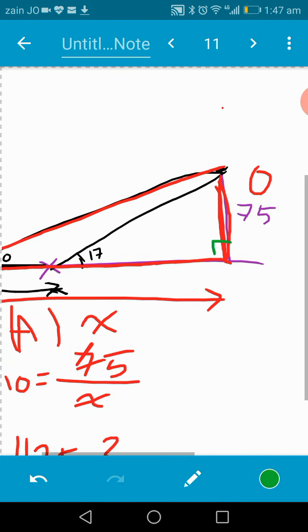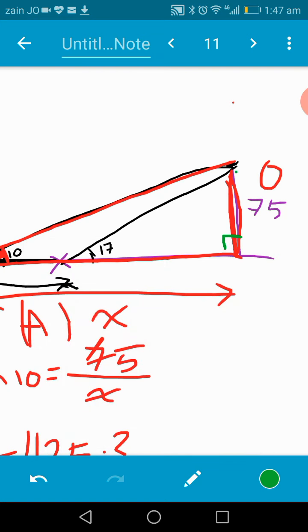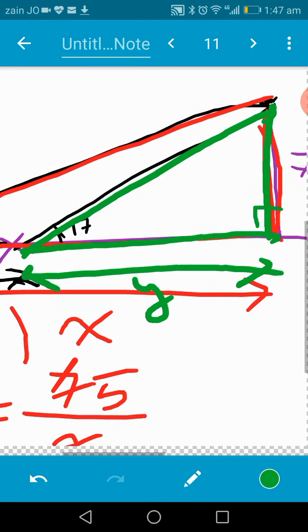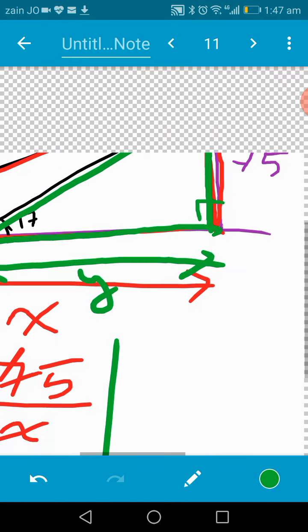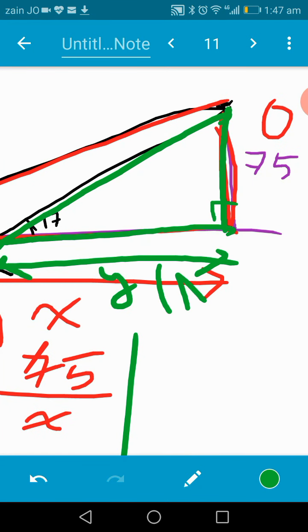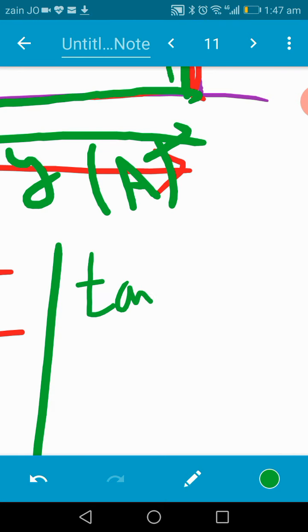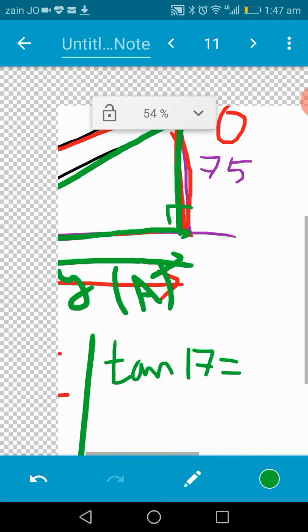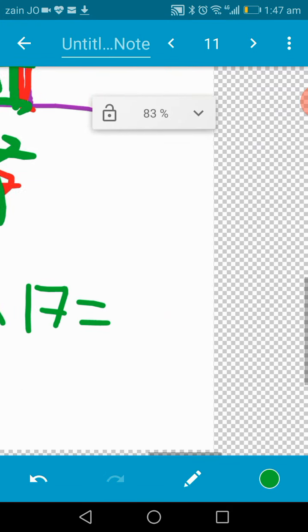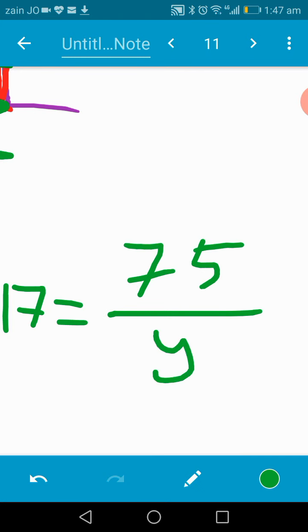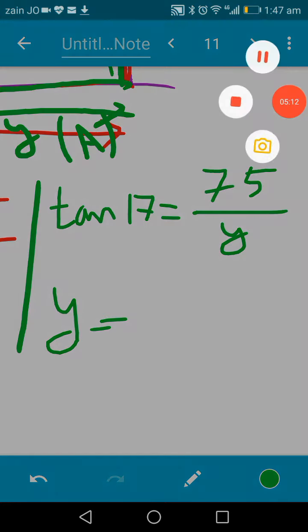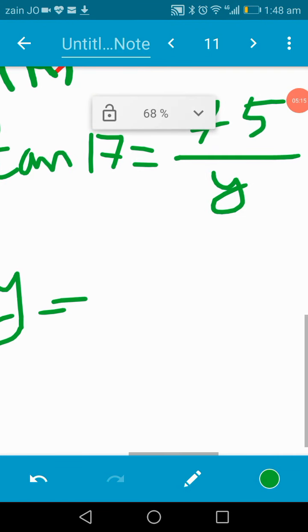Now in the same way, take the other right triangle. Don't forget this is 90 degrees. Take this green triangle and find this distance, called y. Find y in the same way. Again y is adjacent with respect to the 17. So again take tan 17 equals opposite over adjacent, 75 over y. So now y equals 245.3.